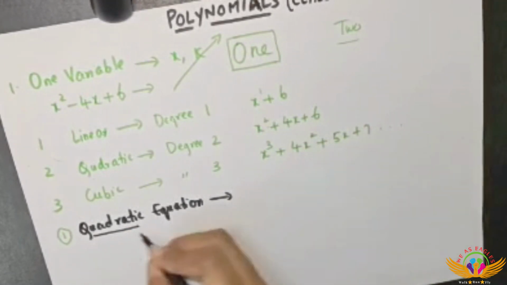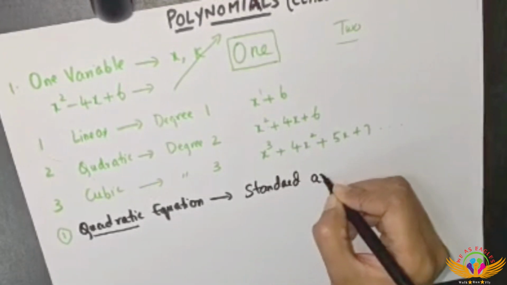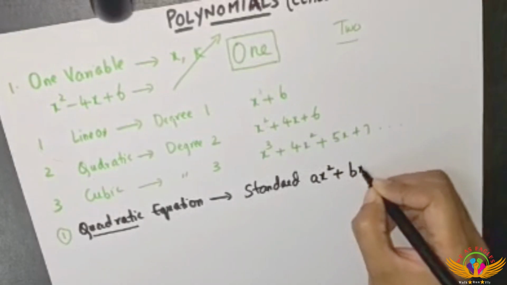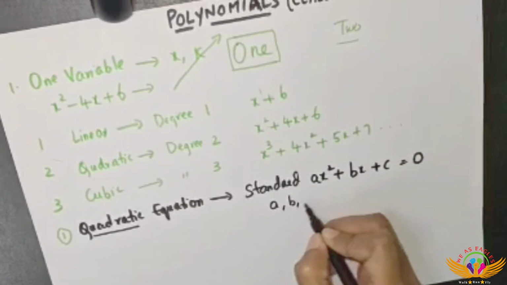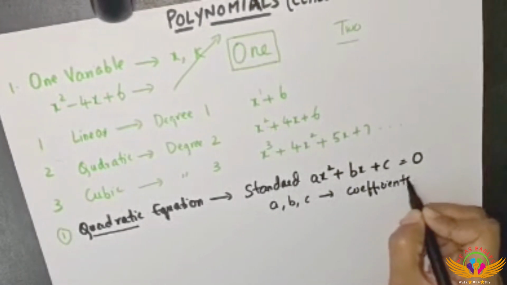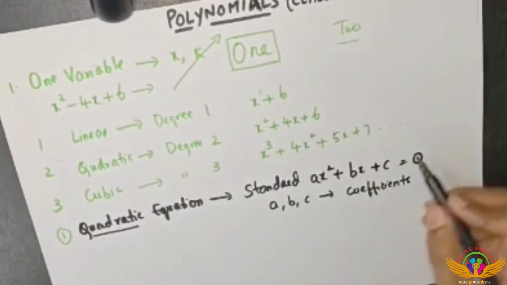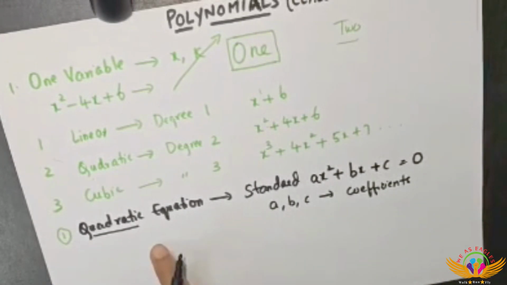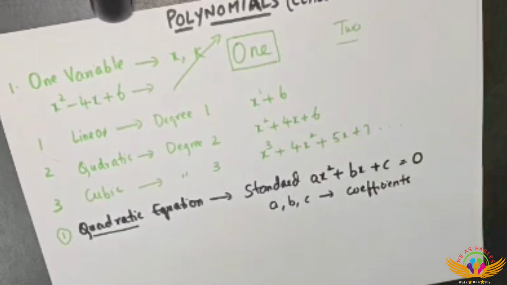Alright, the standard formula is like this: ax square plus bx plus c is equal to 0, where a, b, c are called coefficients. Done. So if you want to find a quadratic equation, we write ax square plus bx plus c equal to 0. This is the first standard equation for the quadratic.